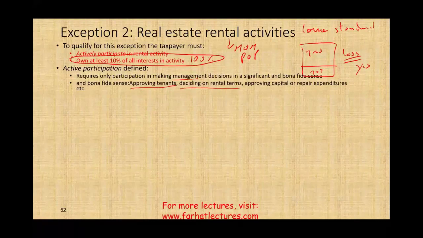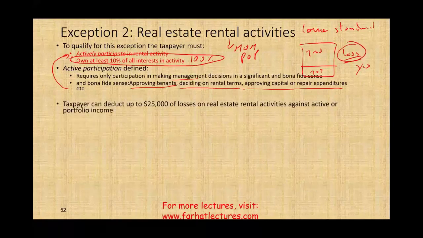Deciding on rental terms, I did draft the contract, approving capital or repair expenditures. So basically, I made all the decisions on a day-to-day basis. What does that mean? It means I'm an active participant in rental activity, and I own the property, so I qualify under this exception. The question is, how much losses can I deduct?